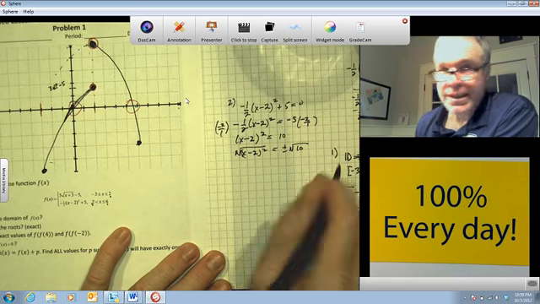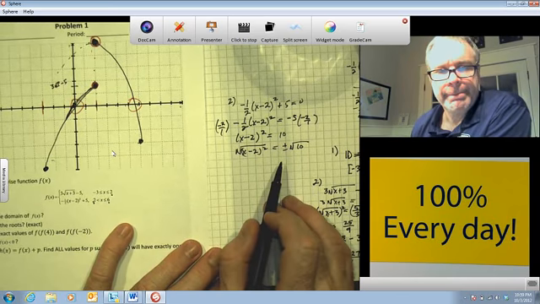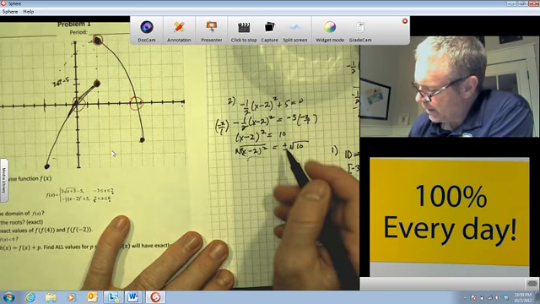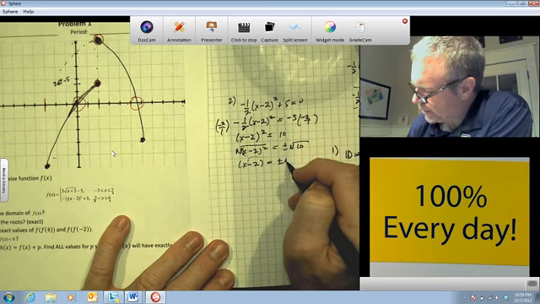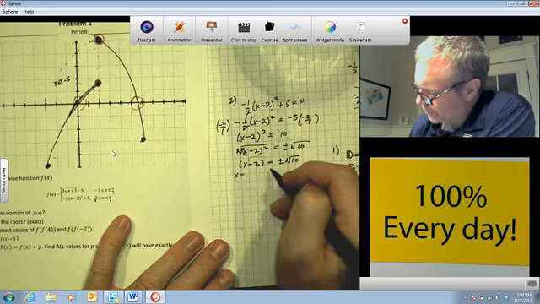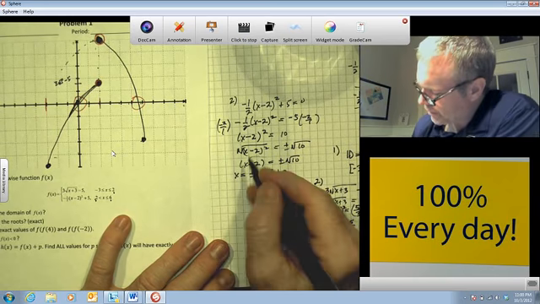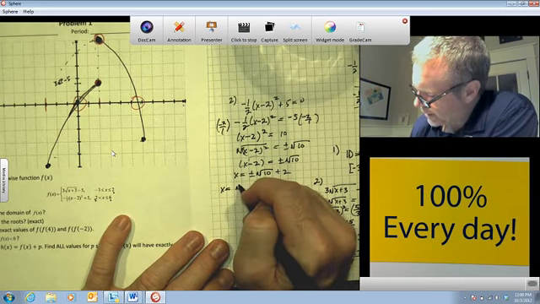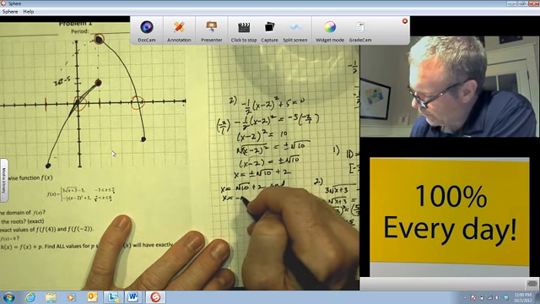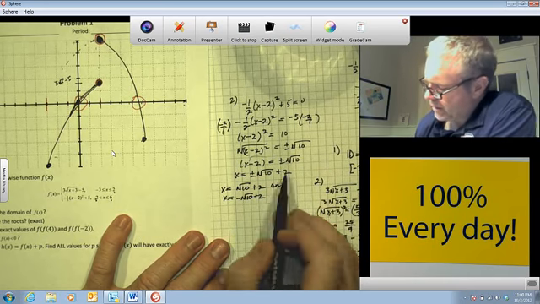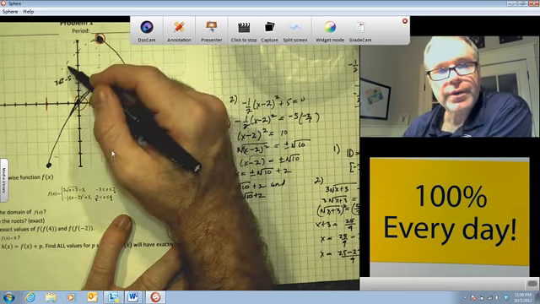We're going to root each side. And then we're going to root that side as plus or minus root 10. And then this is just x minus 2 is equal to plus or minus root 10. And x is equal to plus or minus root 10 plus 2. So we have two values. x is equal to root 10 plus 2, and x is equal to negative root 10 plus 2.